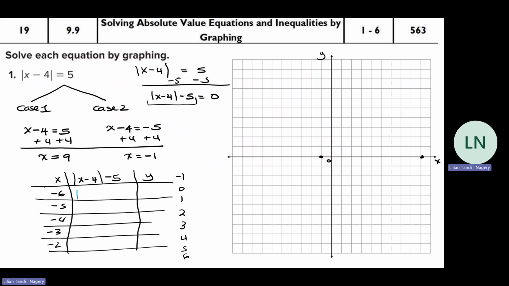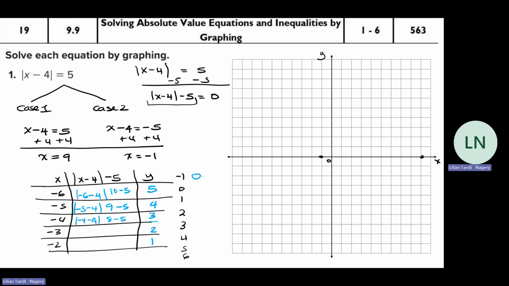Okay, absolute value of negative 6 minus 4 is what? Is negative 10. Absolute value of negative 10 is 10, and 10 minus 5 is 5, like that. Absolute value of negative 5 minus 4 is negative 9. Absolute value cannot be negative, so 9 minus 5 will be 4. Then what do I notice? My numbers are going down by 1, but let me confirm. Negative 4 minus 4 is negative 8. Absolute value cannot be negative, so 8 minus 5 is 3. So I continue. 2, 1, 0.